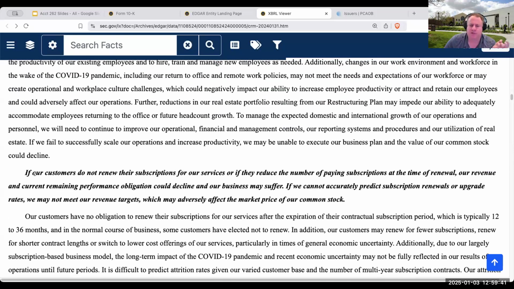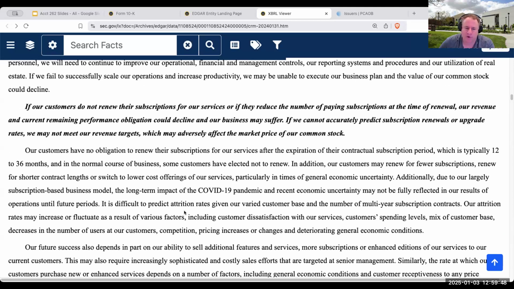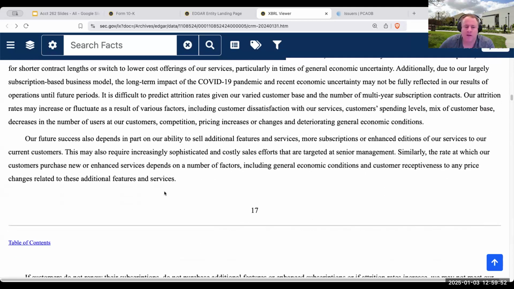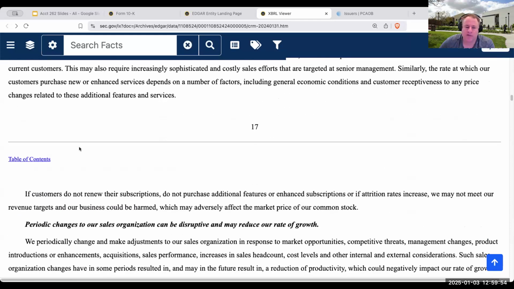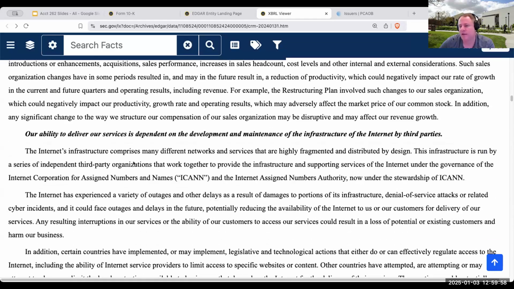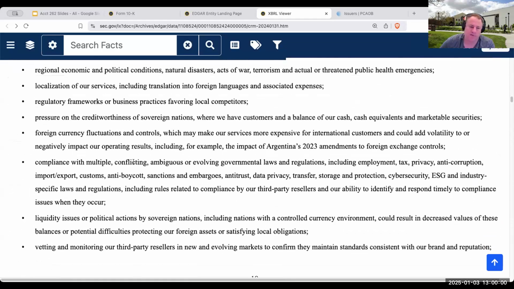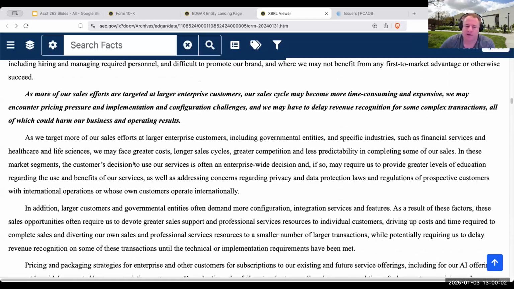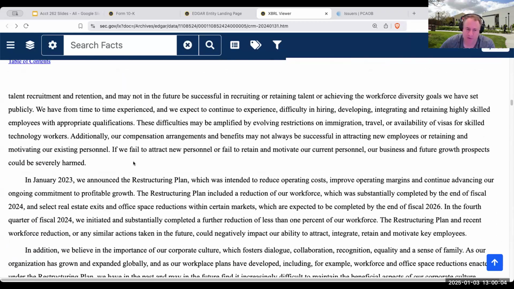If our customers do not renew their subscriptions for our services, or if they reduce the number of paying subscriptions at the time of renewal, our revenue and current remaining performance obligation could decline and our business may suffer. So over here, you kind of tell them what things could negatively impact us.